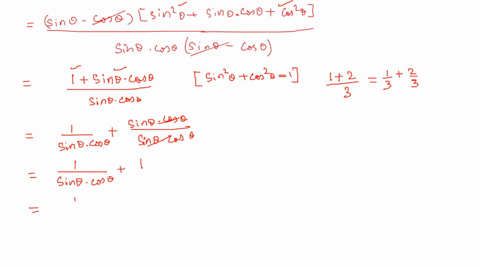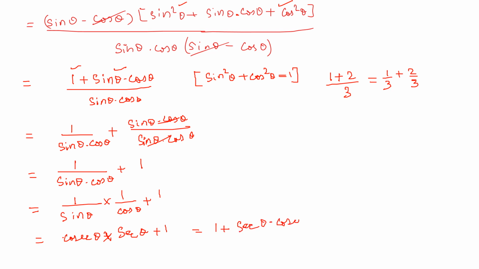So I can write it as 1 by sine theta into cos theta plus 1. Now this first part I can further write as 1 by sine theta into 1 by cos theta plus 1. And 1 by sine theta is cosec theta, 1 by cos theta is sec theta, okay, plus 1. So this I can rearrange as 1 plus sec theta into cosec theta, and this is your RHS. Okay.